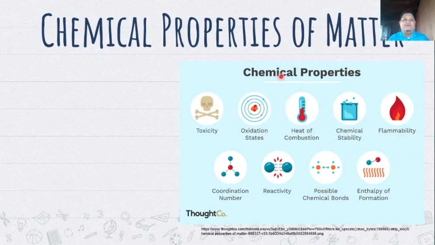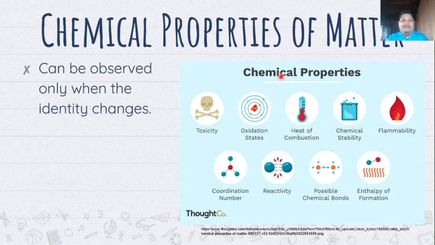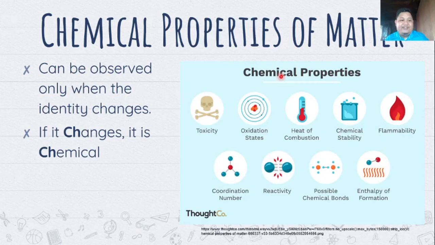Now, let us have the chemical properties of water. When we say chemical properties of water, these are properties that can be observed only when the identity changes. So unlike physical properties, wherein we are not considering the composition of matter, in observing chemical properties, we are looking at its characteristics when the identity changes. So if it changes, it is chemical. Take note, if the matter changes its composition or its identity, it is said to be chemical.